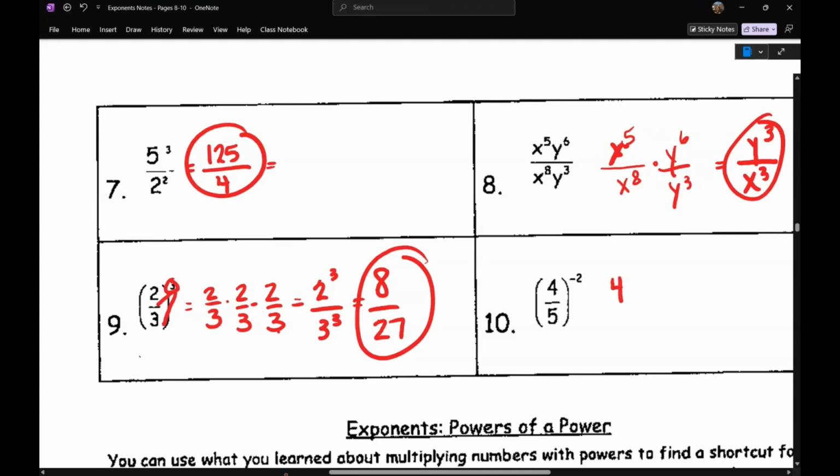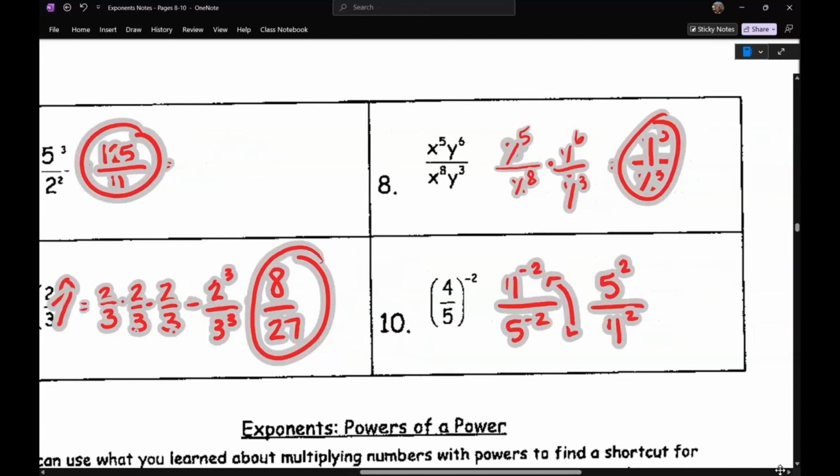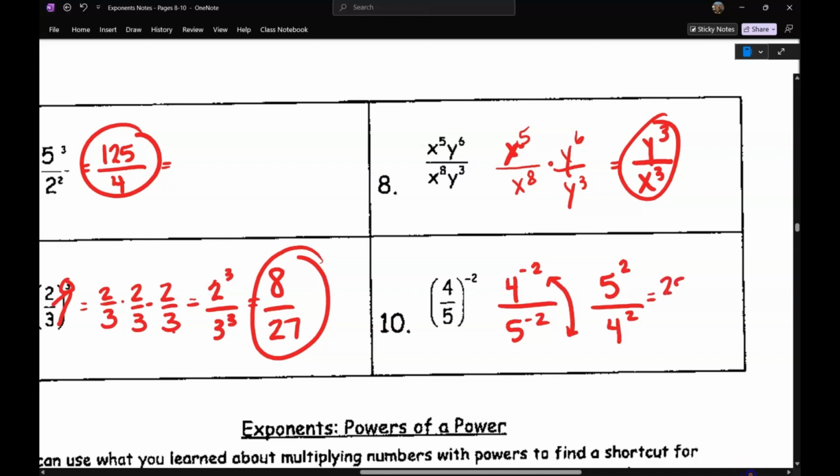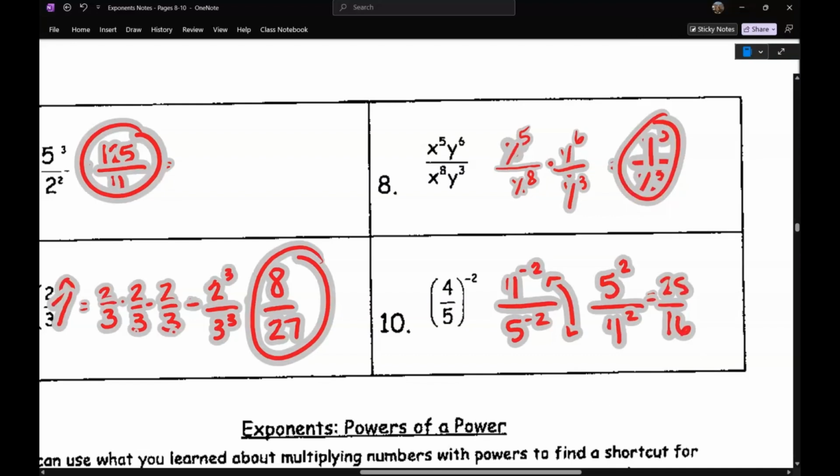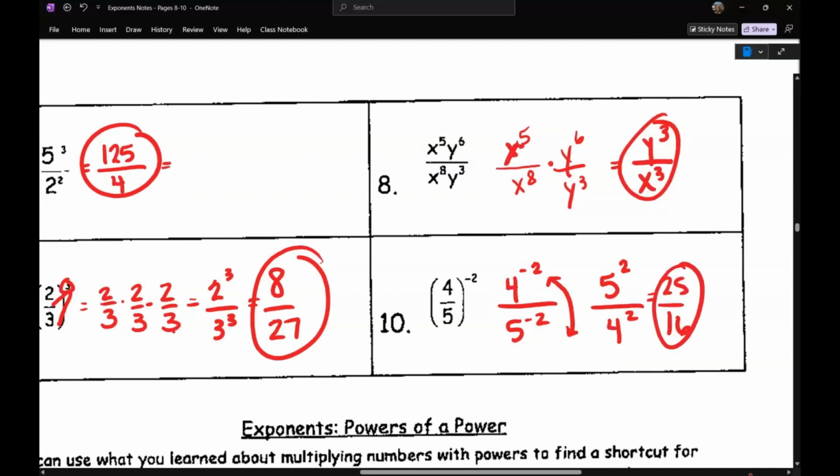Same thing here. This would be 4 to the negative 2 over 5 to the negative 2. Remember what we said about negatives? They actually cause that value to go to the other part of the fraction. So these are going to flip-flop. So it'll become 5 to the positive 2 over 4 to the positive 2. We can evaluate that. It becomes 25 over 16. Can't put that in lower terms at all, so that stays as is.